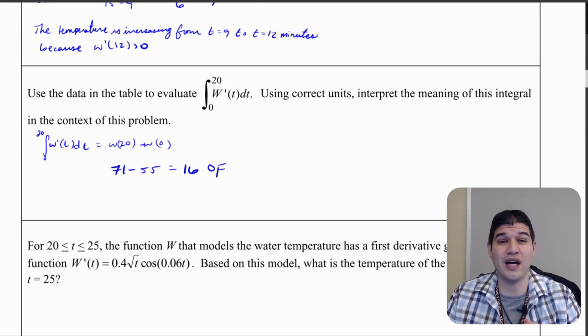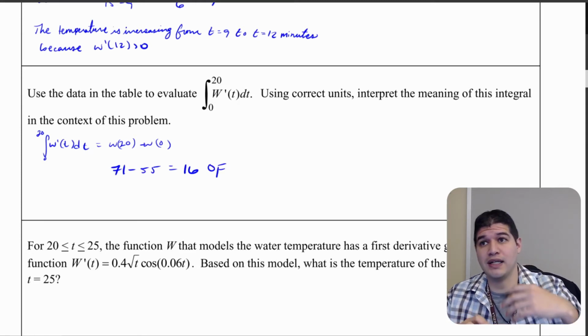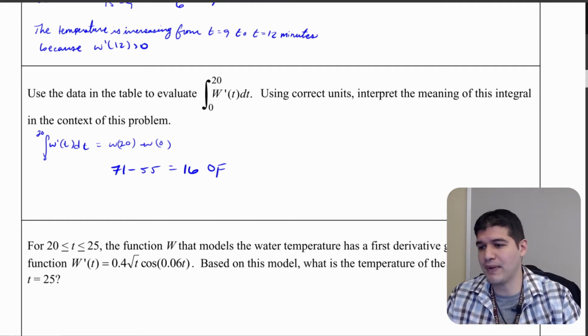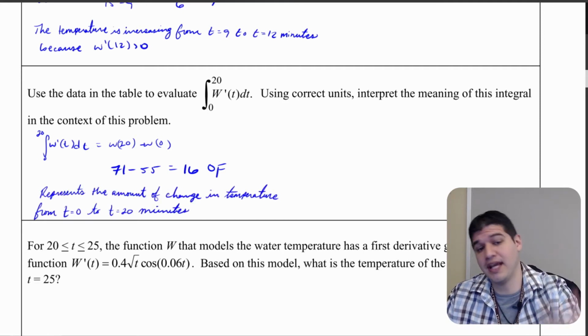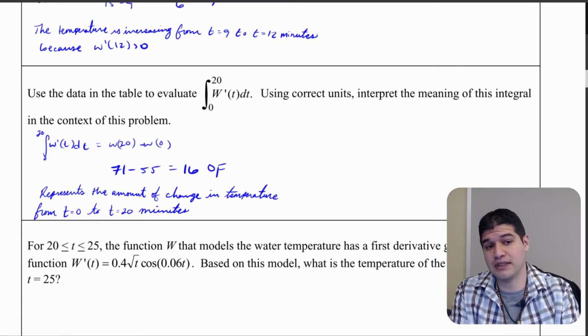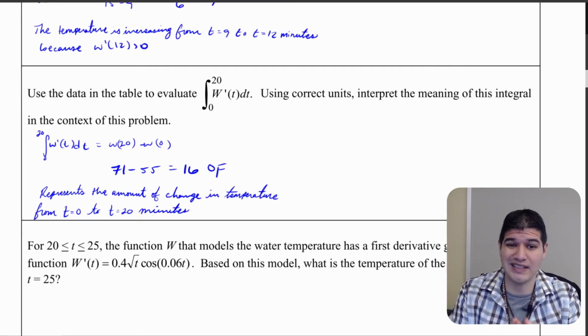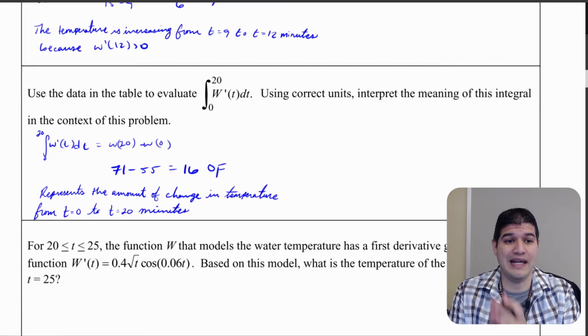So since we're going from a rate up to something like a position, this is how much change of the temperature has happened from t equals 0 to t equals 20, and this is accounted for in minutes.